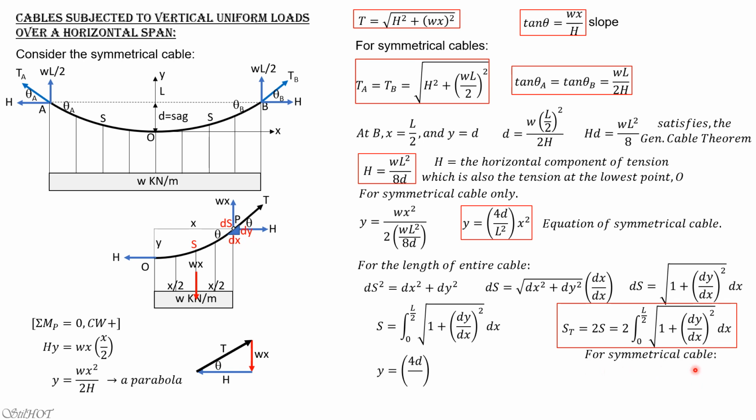So this is for symmetrical cable only. So y is 4d over L squared times x squared. Let's derive dy/dx. If you differentiate, then dy/dx is 8d over L squared times x, because the derivative of x squared is 2x.